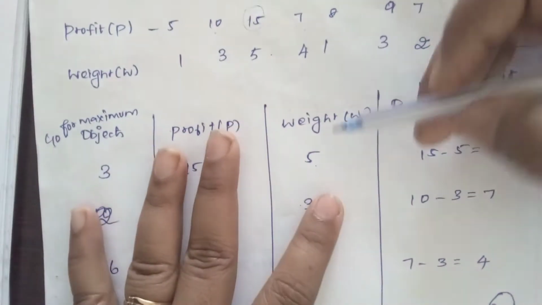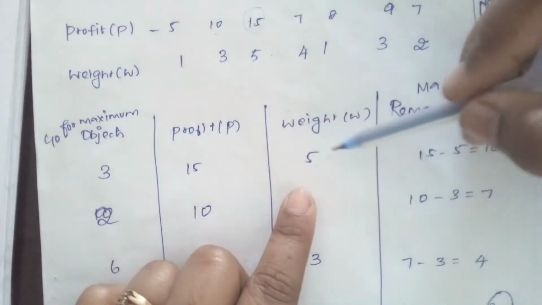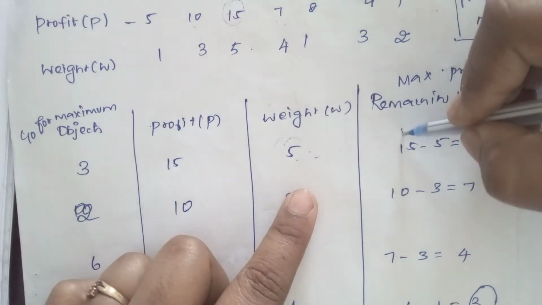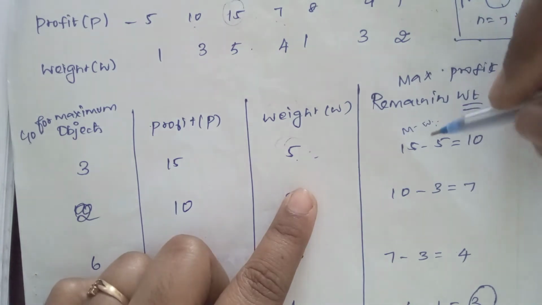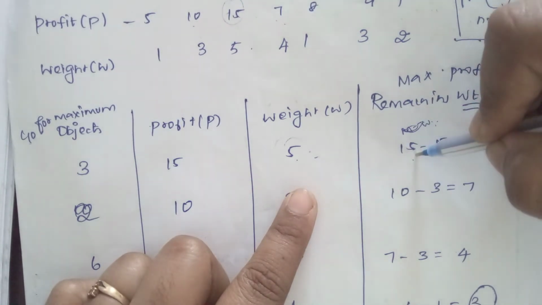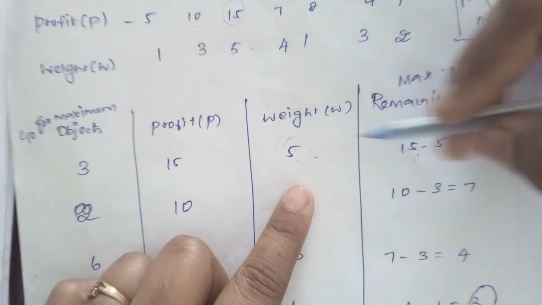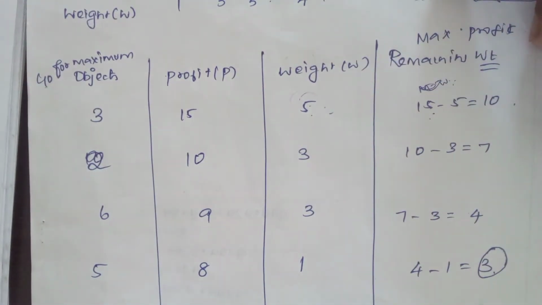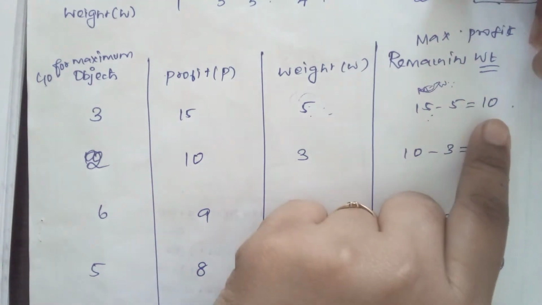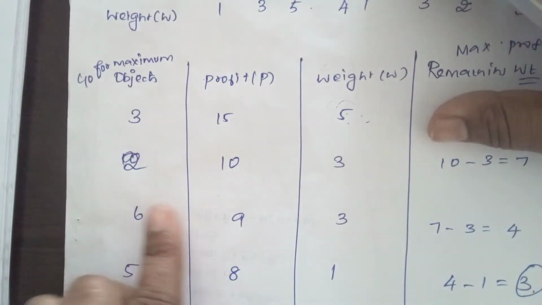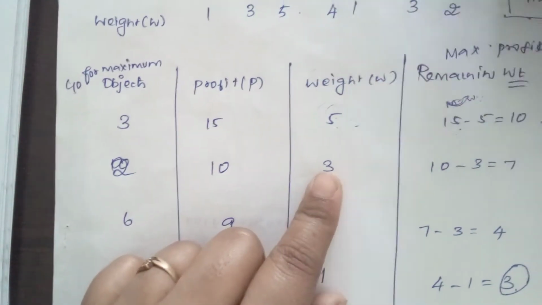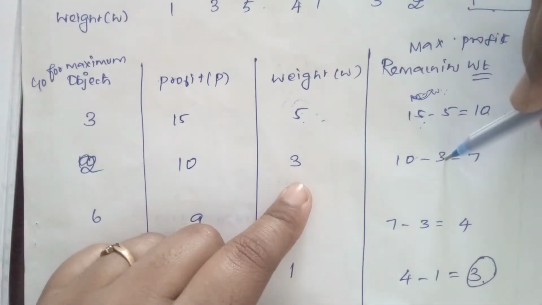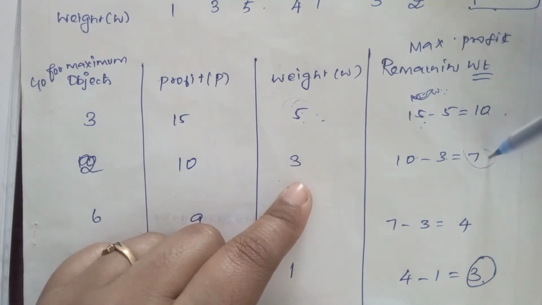For object 3 we have the weight 5, so I am subtracting: m minus wij. The total capacity is already 15. If I subtract 5, what happens? 10 remains, so m equals 10. After that, the second object has profit 10 and weight 3. Now I subtract this weight from the 10, and the remaining weight becomes 7.